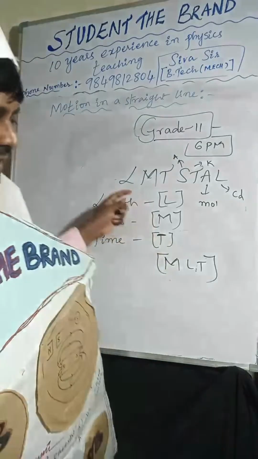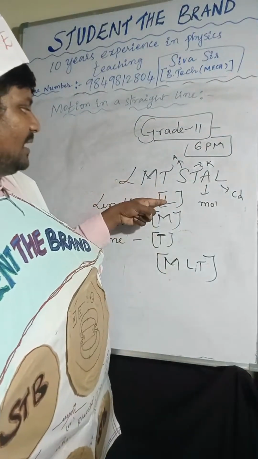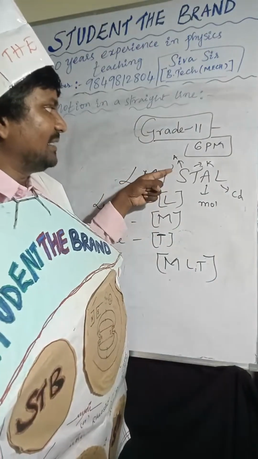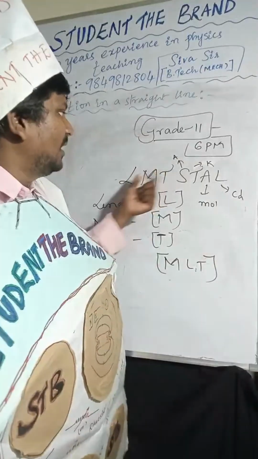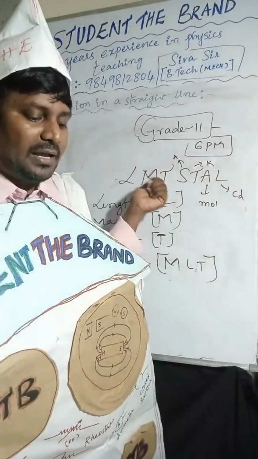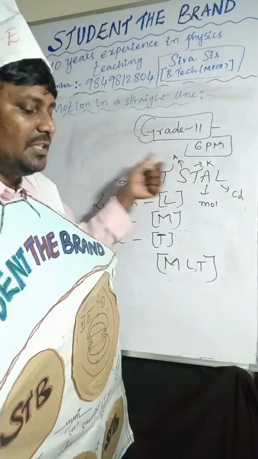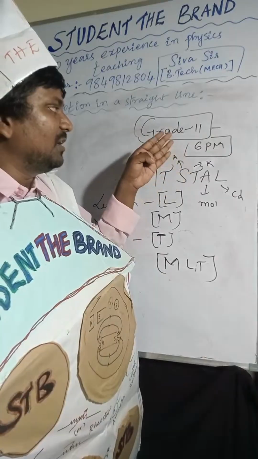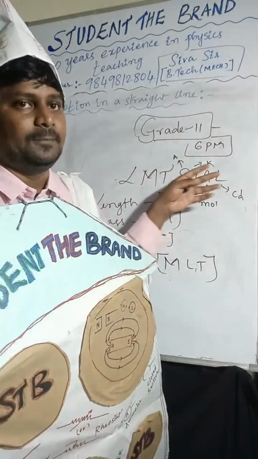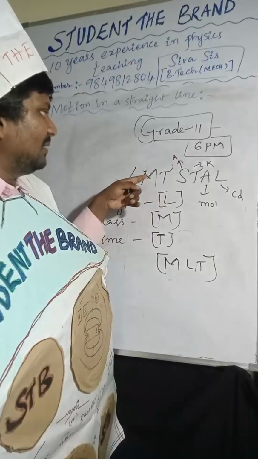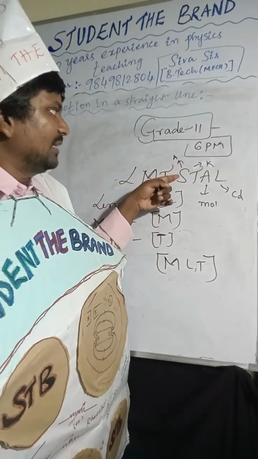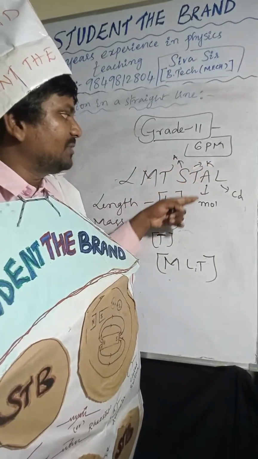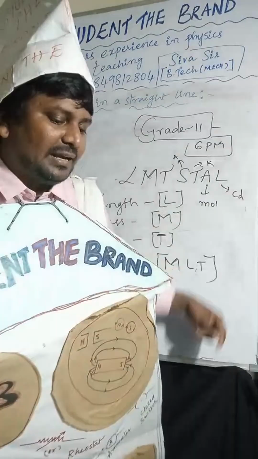Okay, once again. Length, dimension formula L. Mass, dimension formula M. Time T. And S is the strength of electric current. So the simple word is LMT stall. For remembering, I kept this one: LMT stall. Length, mass, time, strength of electric current, thermodynamic temperature, amount of substance, luminous intensity. Here, length L, mass M, time T, strength of electric current capital A, thermodynamic temperature Kelvin, amount of substance mole, luminous intensity candela.